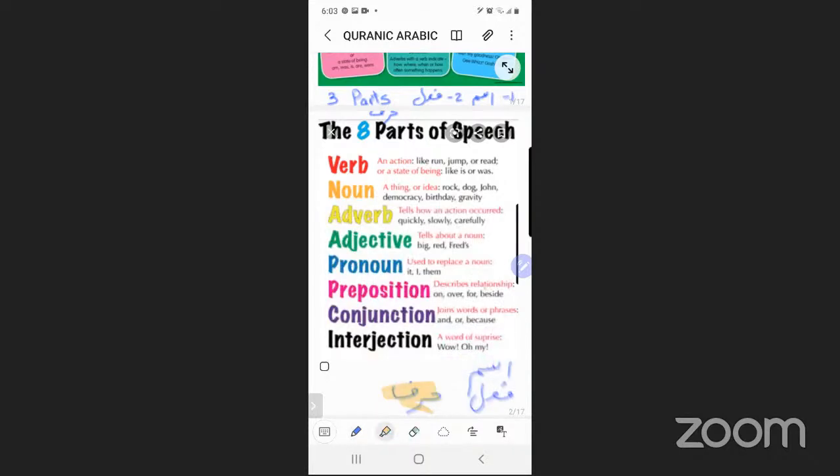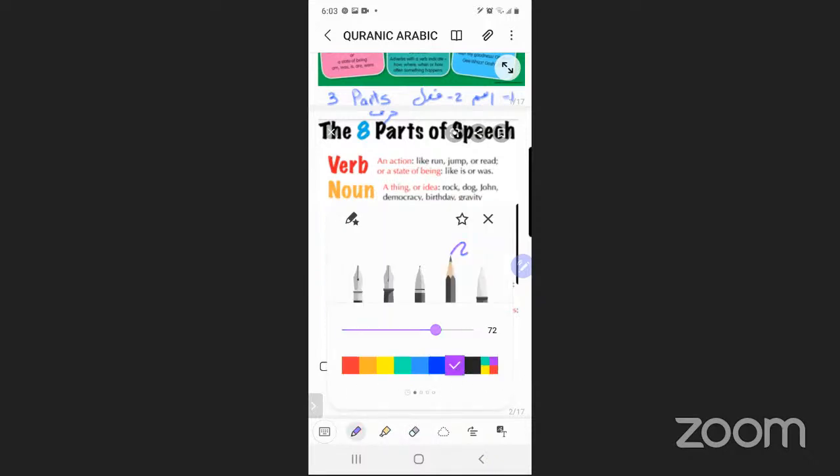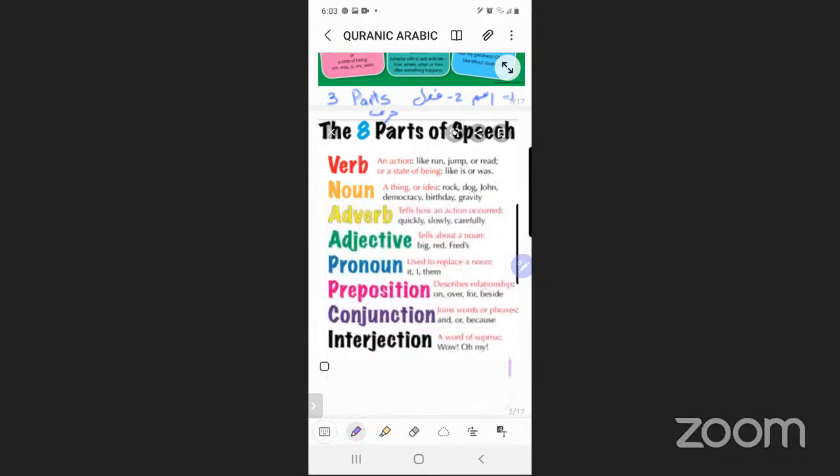Okay, the pen. Sorry. And we can take another color. How about purple and see how it looks? So we're going to do ism, fi'l, and harf. Okay, one, two, and three. And that's the parts of speech. We have three parts in the Arabic language.